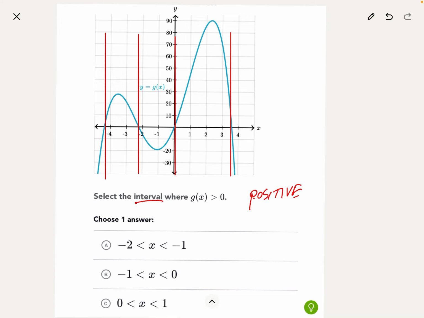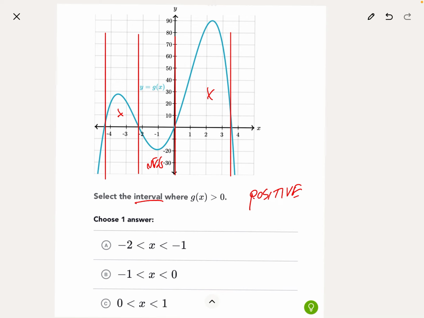Now, once you have this, it's clear that from here over to here, that's positive because it's above the x-axis. This part here also is positive. So we've got two places where it's positive. So those are the positive places, and down here is where it's negative.